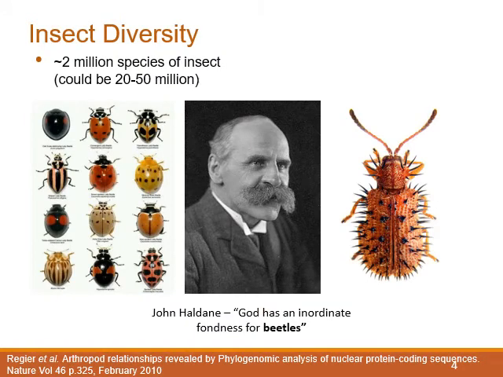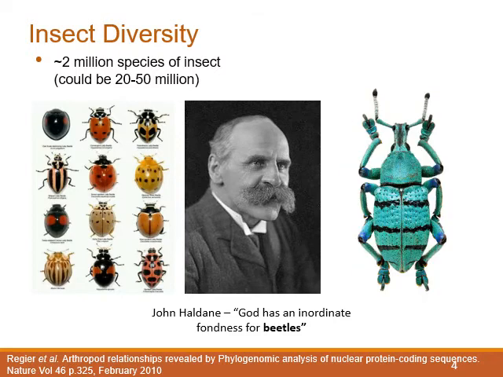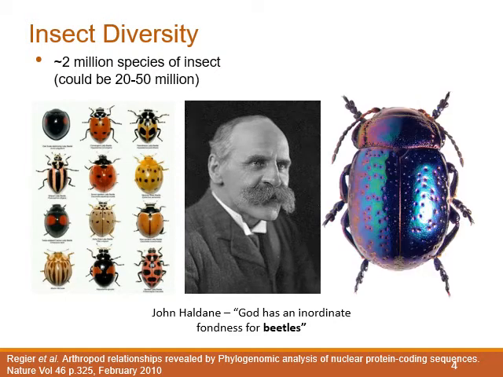Insects provide us with one of the largest and most diverse groups of metazoans, or animals, and there are close to 2 million species of insects. This is thought to be a conservative estimate, and there might be as much as 20 to 50 million undescribed species of insects. So a really diverse and abundant group.